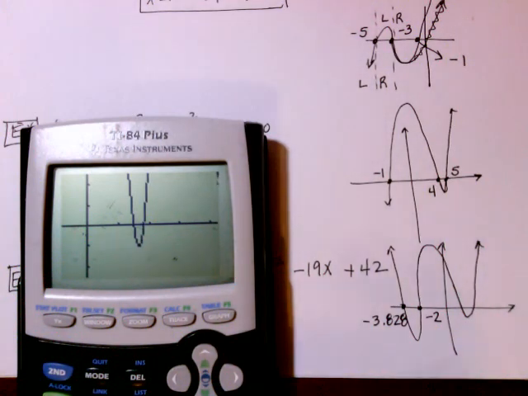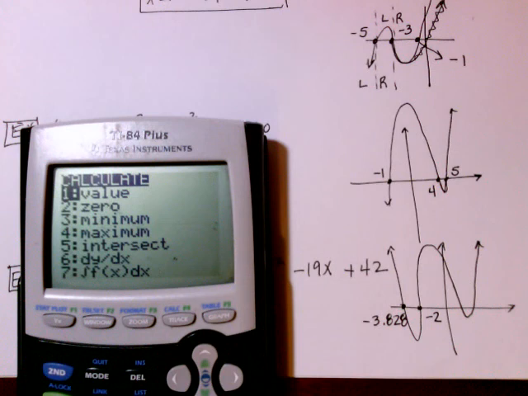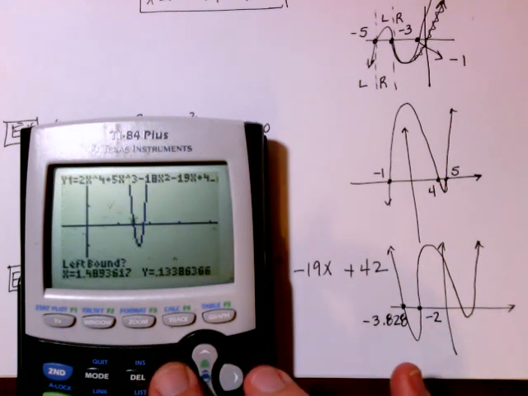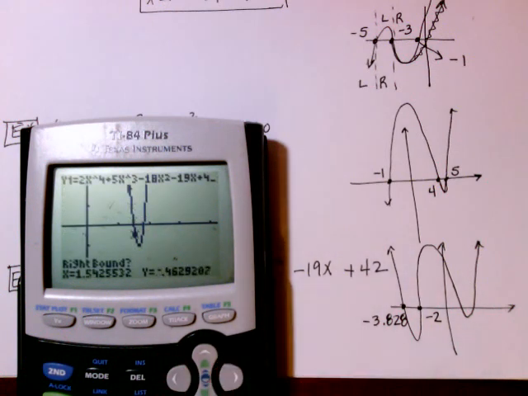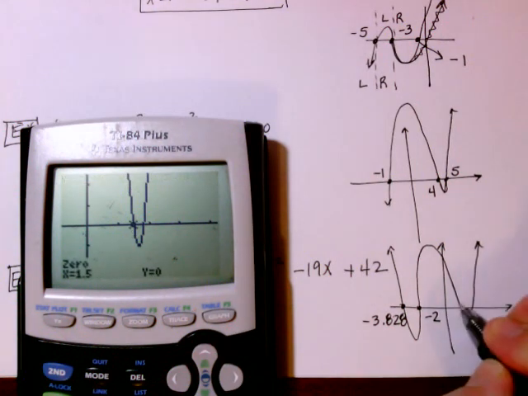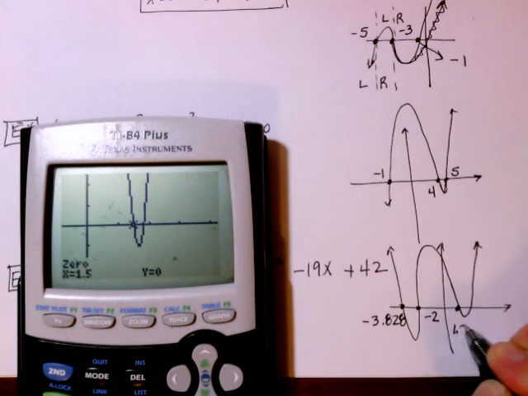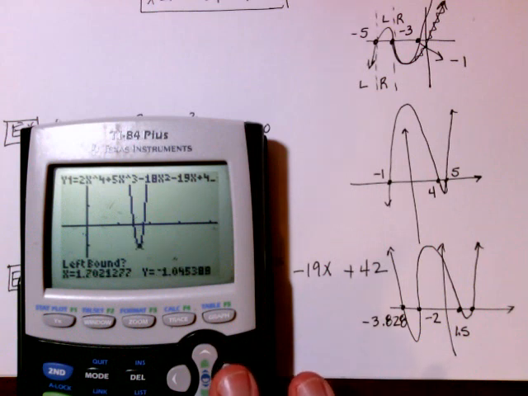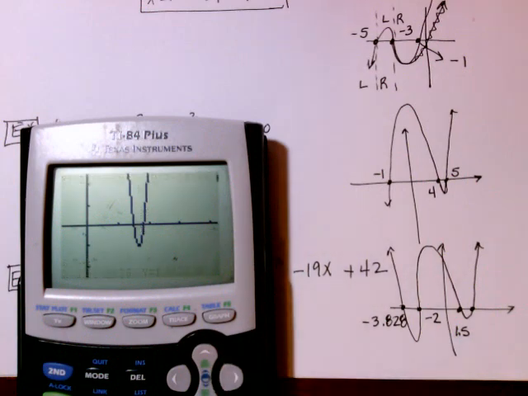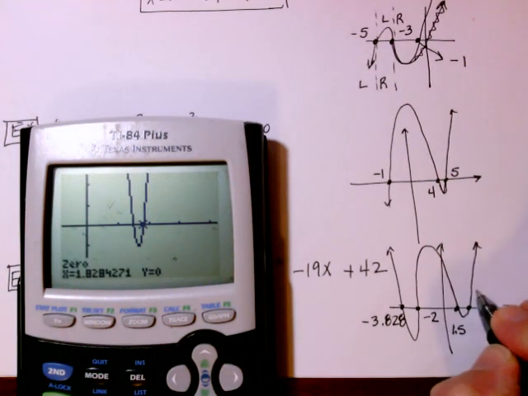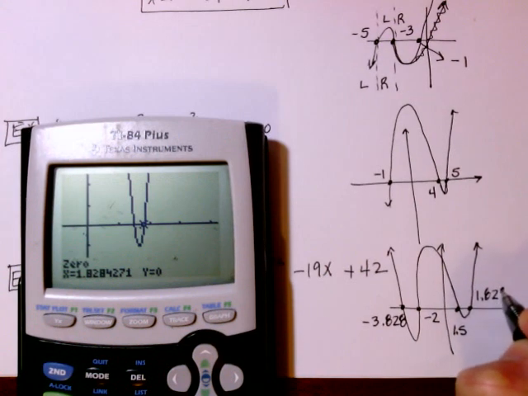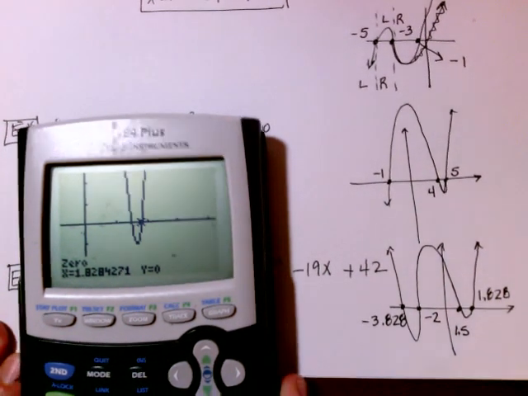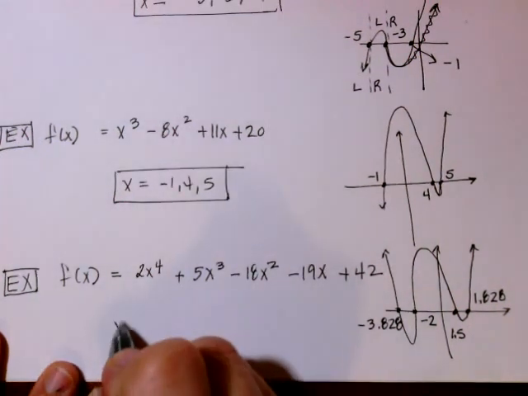How cool is that? So now I'm going to do a second calculate 0. And I'm going to go to the left, enter, to the right, enter, enter. And I know that that point right there is 1.5. I have one more 0 left to find, second calculate 0. Now you have to go past that bottom curve, past the minimum, enter, and then enter, enter. And I would say that that one is 1.828.